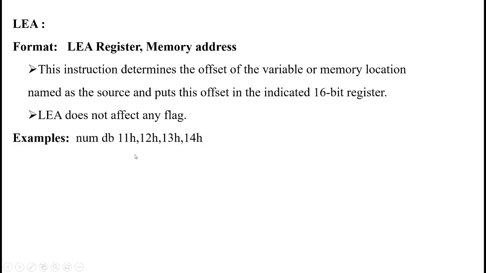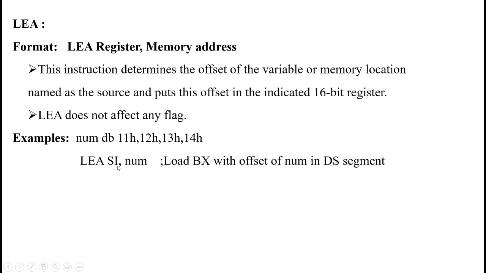If you see the example, I have the memory location named NUM. In that I have bytes of data, so I specified DB, define byte. I have 4 data: 11H, 12H, 13H, 14H. All these data I want to load into some register location. So for that we have to use the LEA instruction. How to specify? See here, LEA SI comma NUM.